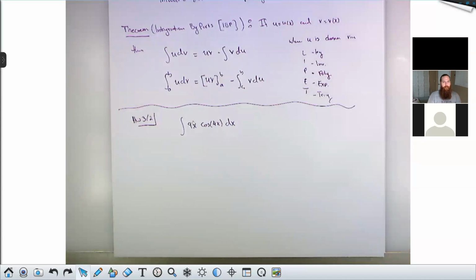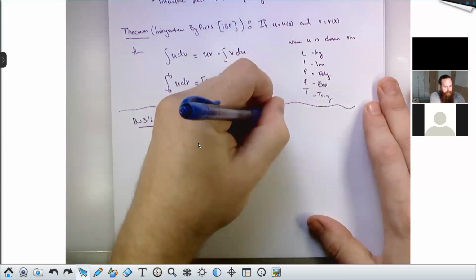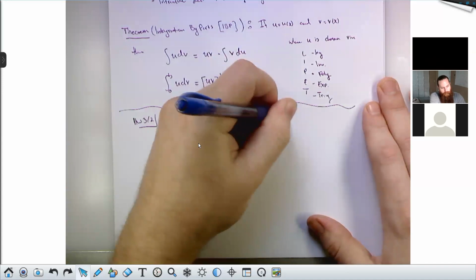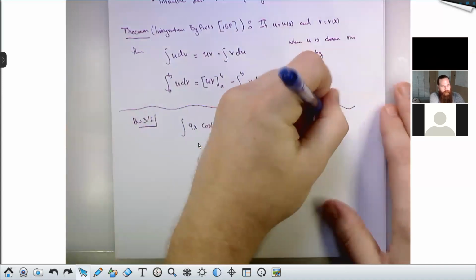So in this problem, I do not have any logs, I do not have any inverse functions, but I do have a polynomial. 9x is a polynomial. It's a polynomial with one term, but it's still a polynomial. So according to my LIPET rule, I should choose that to be u. And then everything else is dv, so cos 4x dx.